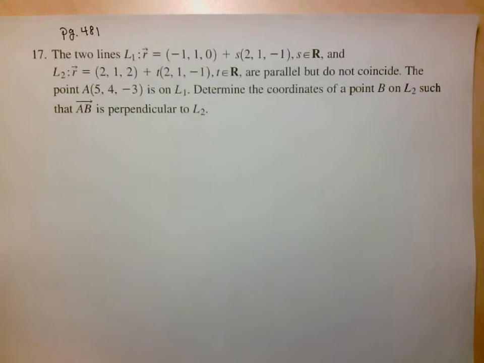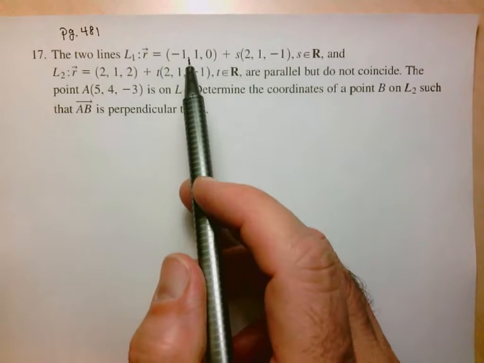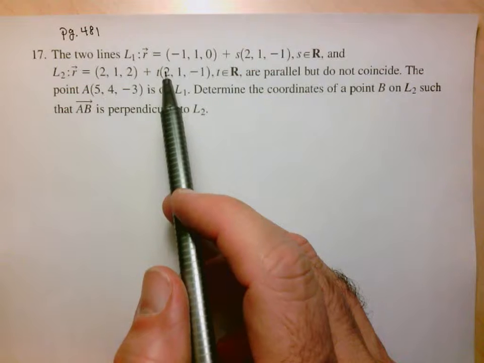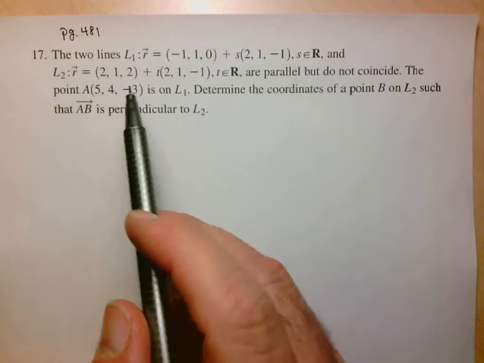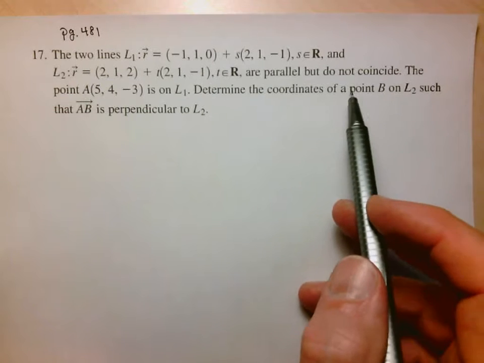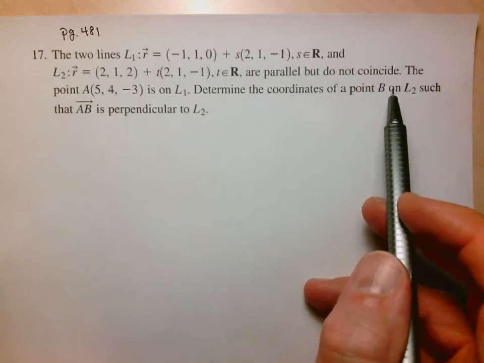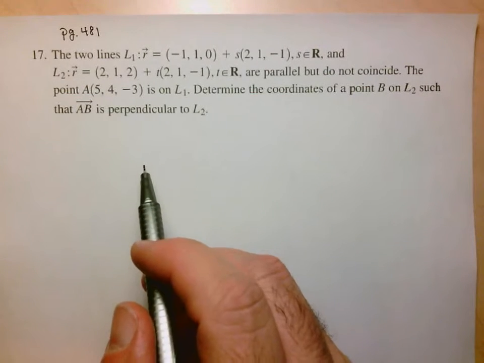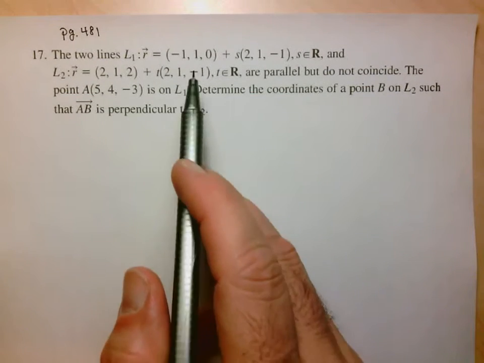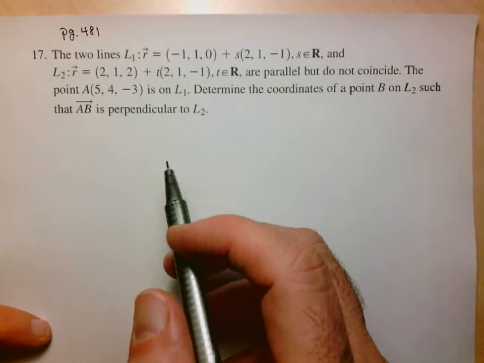Hi folks, we're going to take a look at number 17 from page 481 from the Unit 7 assignment. Here they give us the equations of two lines that are parallel and distinct, and they give us a point on the first line. They want us to determine the coordinates of another point, this time on line 2, such that the vector formed by AB is perpendicular to L2. Of course if it's perpendicular to L2, it's also perpendicular to L1, since those are parallel.